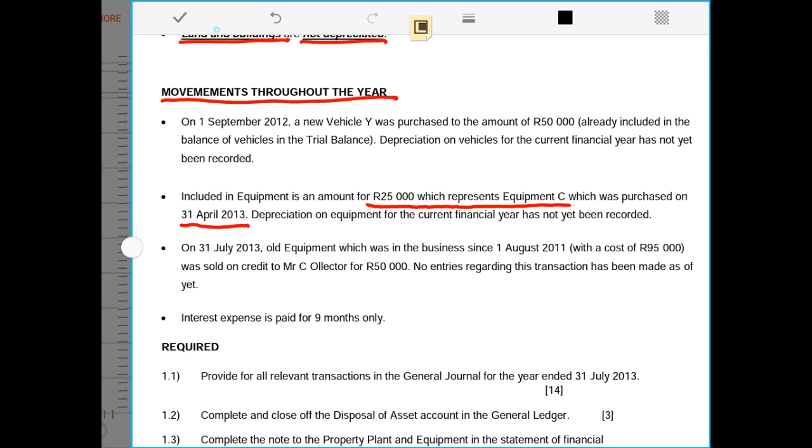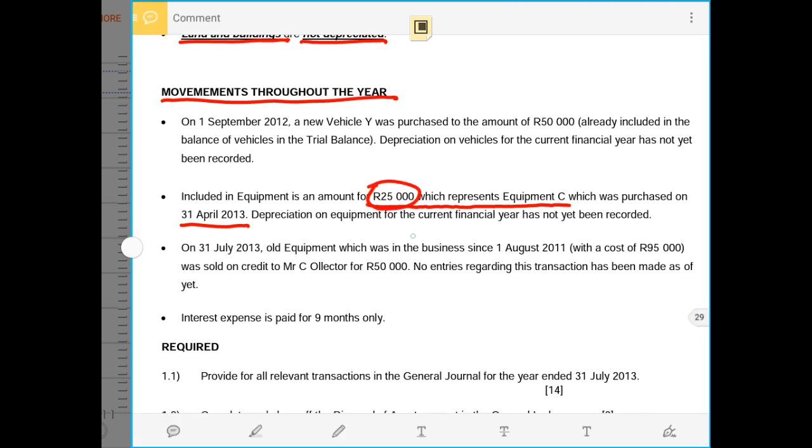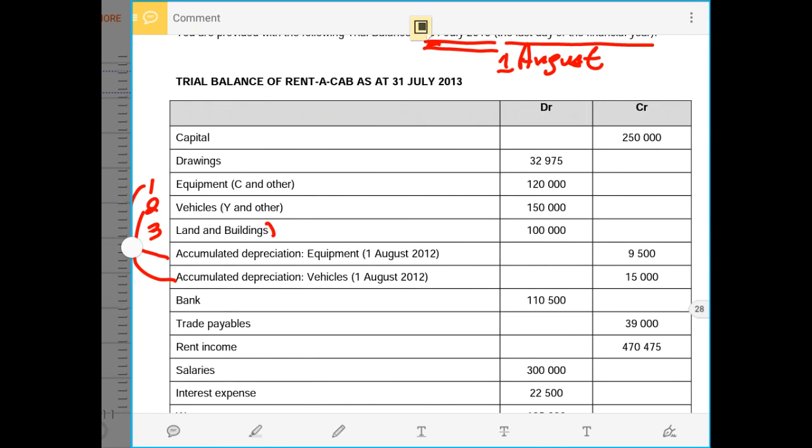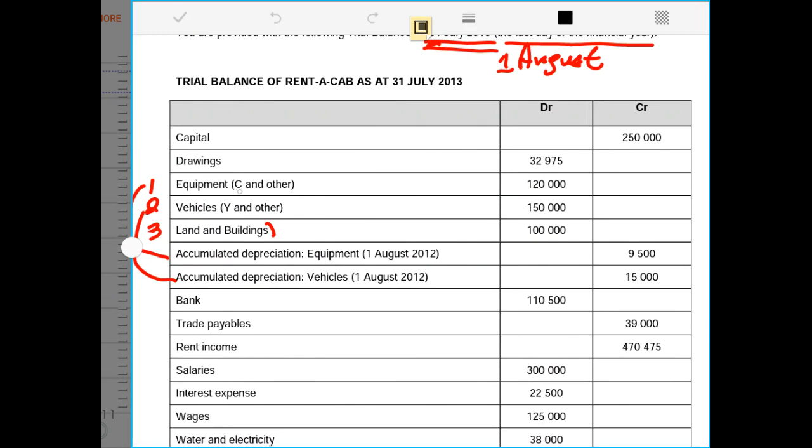So now we are told that equipment C that was bought during the year, costing 25,000 rands, is already included in the amount of the equipment that sits in the trial balance. Let us go and check how much is the total of our equipment. Our equipment says 120,000 rands and is made of equipment C and other. That means it's not one equipment. And we are told that the 25,000 rands of the equipment that was bought during the current year is already included here. So now we have to remove that 25,000 so that we are left with 95,000 rands of the value of equipment that was in the business at the beginning of the year.